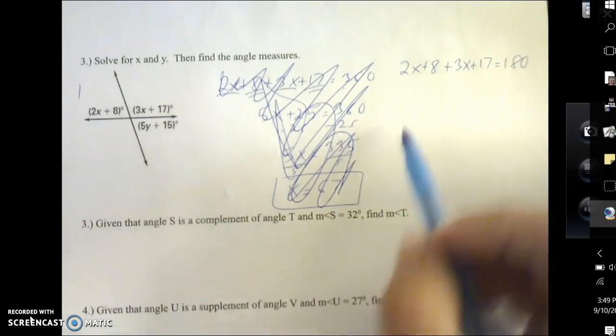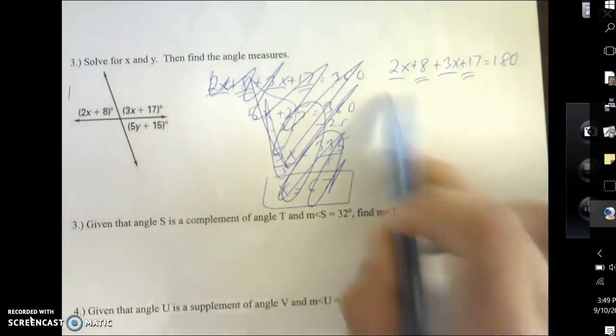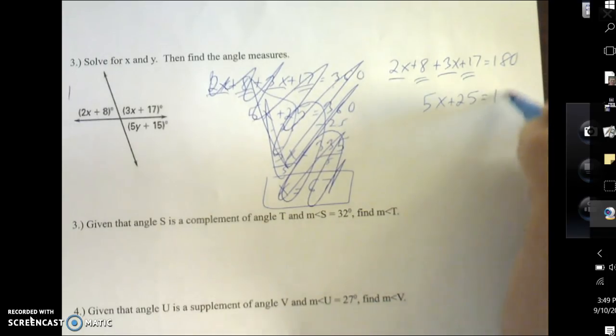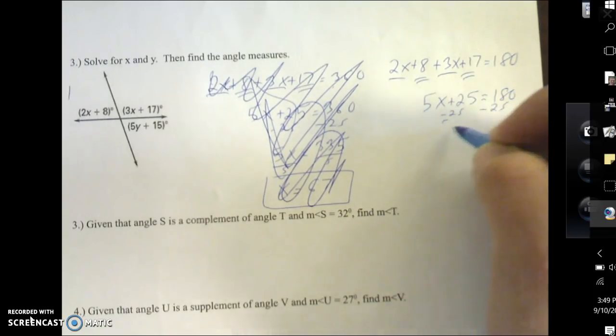Oops. Okay. So now over here, combine like terms. I get 5x plus 25 equals 180. I can subtract 25 from both sides. So minus 25, minus 25.